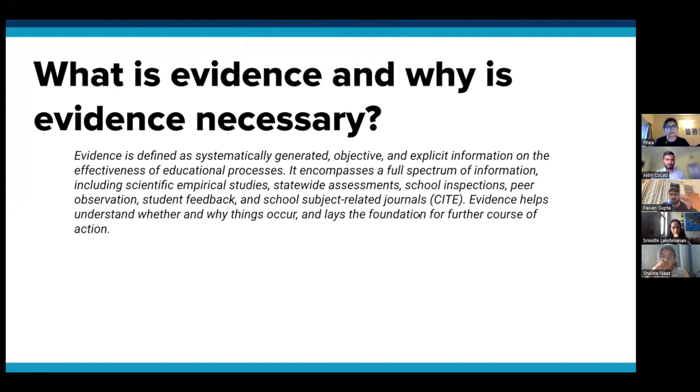Okay, thanks. So evidence is basically defined as systemically generated, objective, and explicit information on the effectiveness of education processes. This is in the context of education. It encompasses a full spectrum of information, including scientific empirical studies, statewide assessments, school inspections, peer observations, student feedback, school subject-related journals. Evidence also helps understand whether and why things occur and lays the foundation for further course of action.